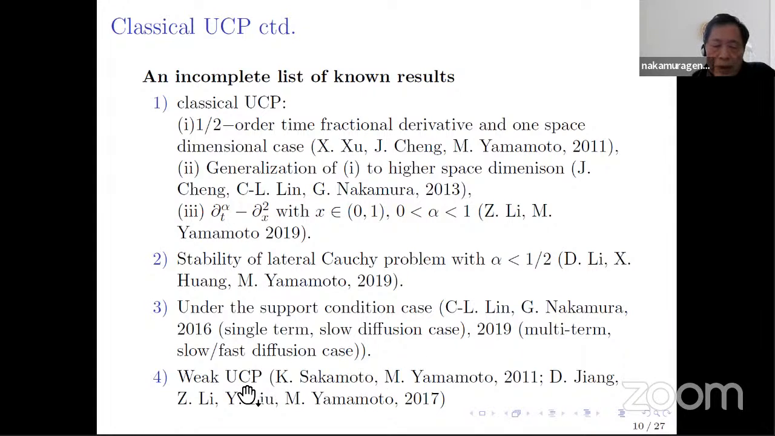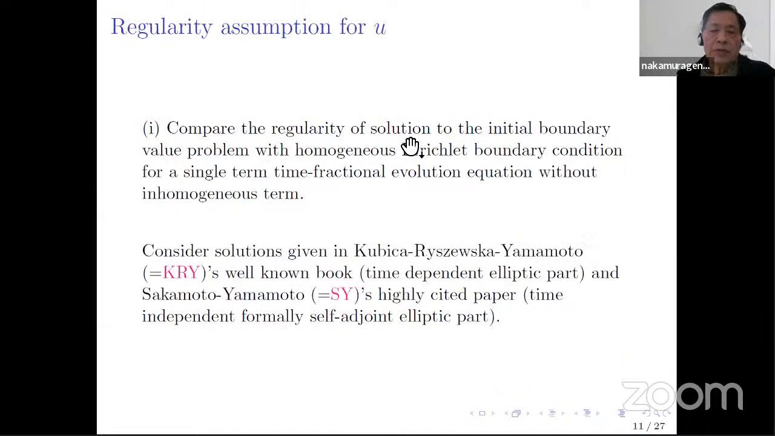Also, there is another kind of UCP called the weak UCP. That is the UCP for the solution of the initial boundary value problem having a homogeneous boundary condition. The statement is the same, except that the solution must be a solution of the initial boundary value problem satisfying the homogeneous boundary condition.